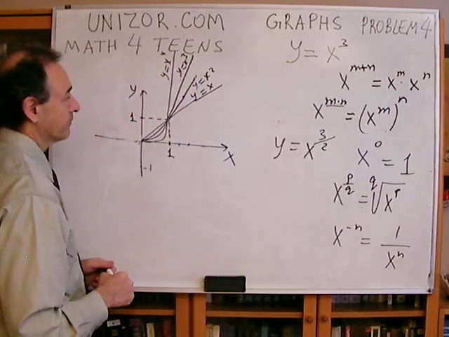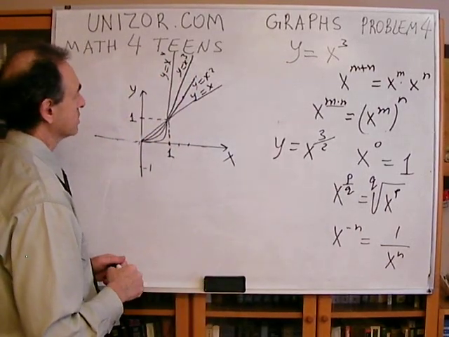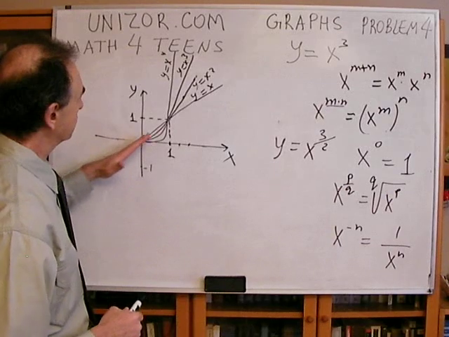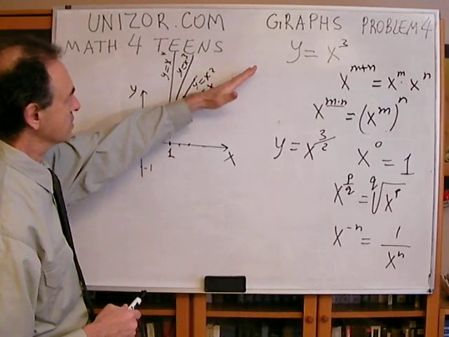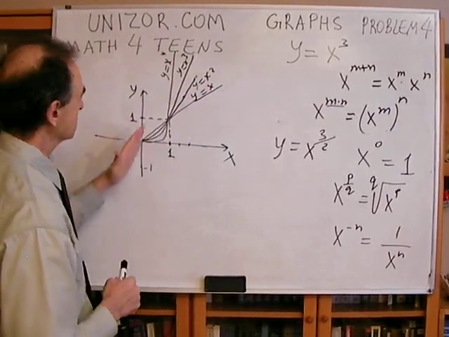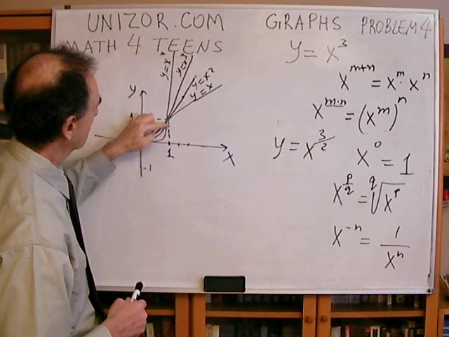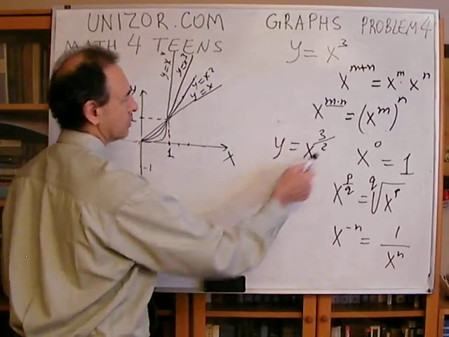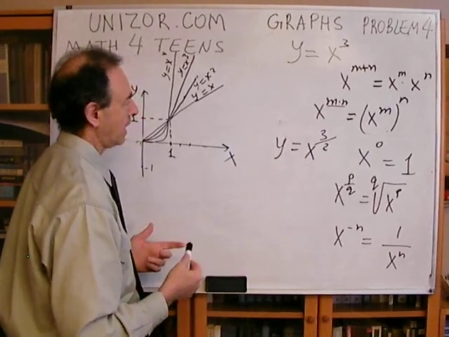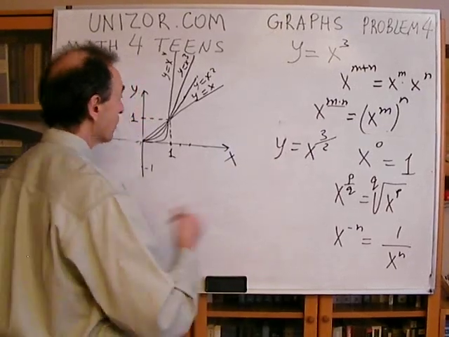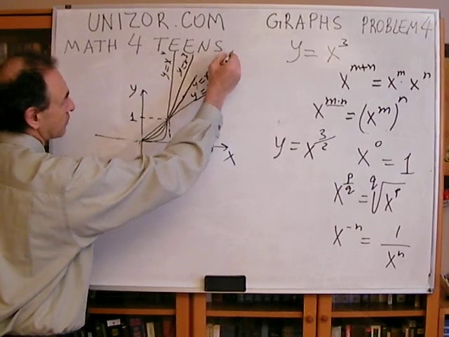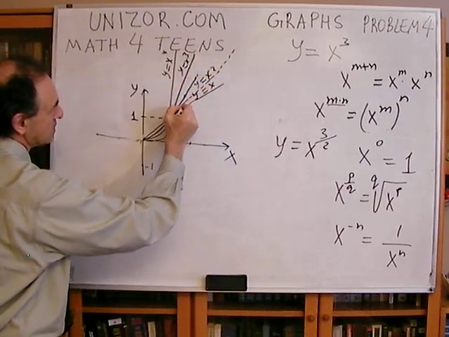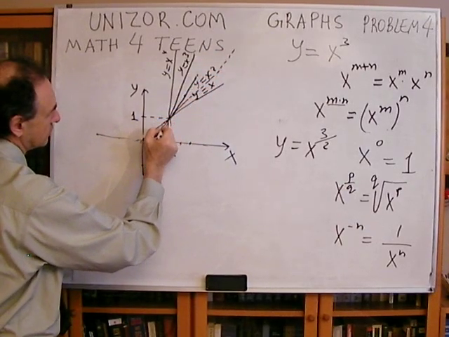And if you start thinking about this graph, if this is the graph of y is equal to x to the first degree, and this is the graph of the parabola y is equal to x squared, 3/2, which is 1.5, is in between 1 and 2, so the graph will be in between. So the graph will be somewhere here, in between these two guys here, and in between two guys here.